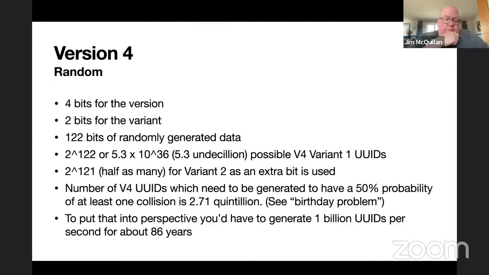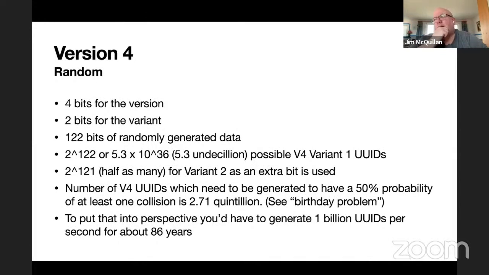Version 4 is really where the good stuff is. Version 4 is random. It's got the same 4 bits for the version, 2 bits for a variant, and 122 bits of randomly generated data. You can see in my notes there, that's 2 to the 122, or 5.3 times 10 to the 36, or 5.3 undecillion possible UUIDs, variant 1.